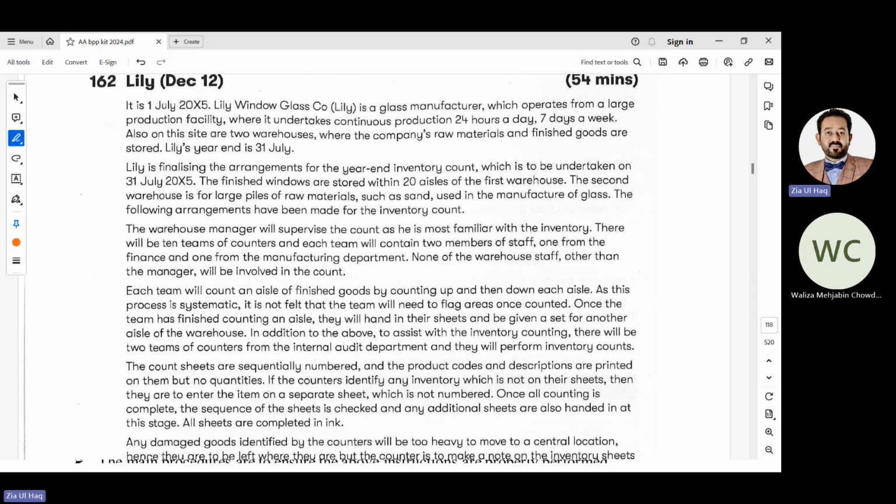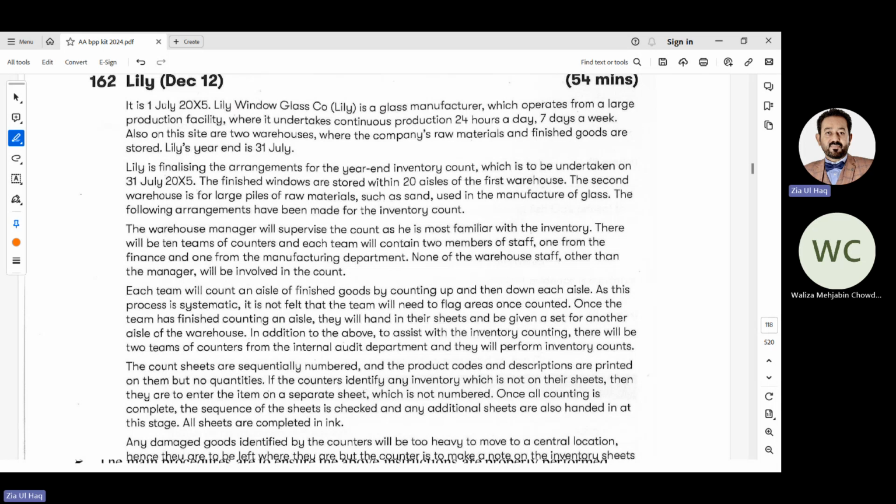The finished windows are stored within 20 aisles of the first warehouse. The second warehouse is for large piles of raw materials such as sand used in the manufacture of glass. There are two warehouses, one for finished goods, one for raw material. The following arrangements have been made for the inventory count.